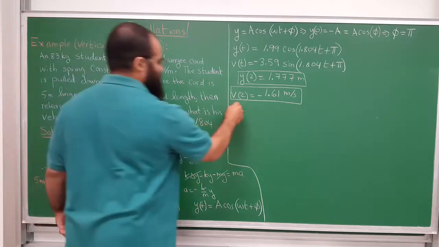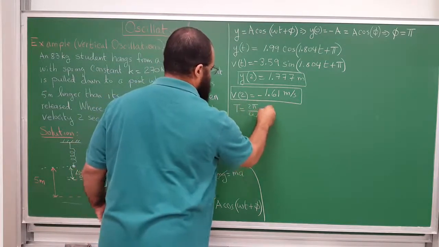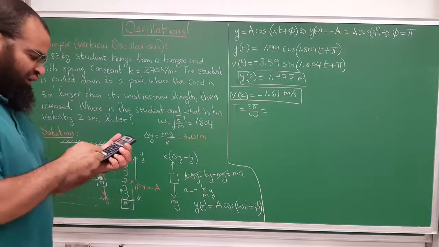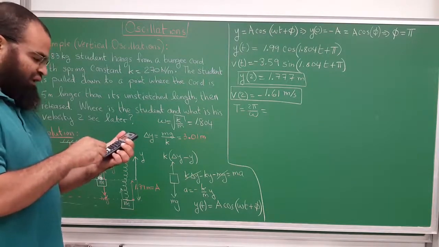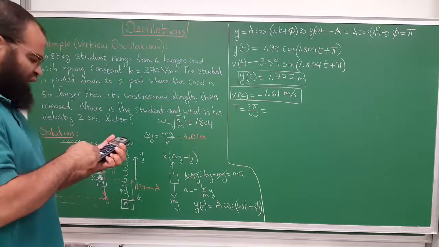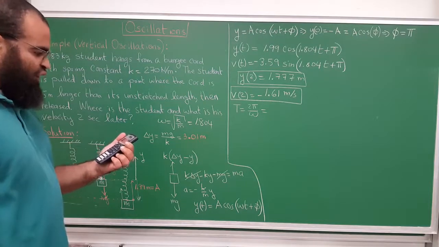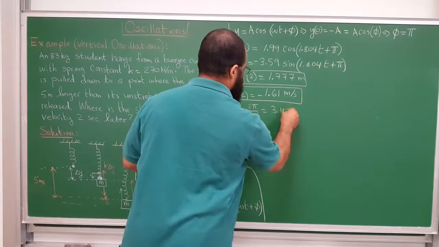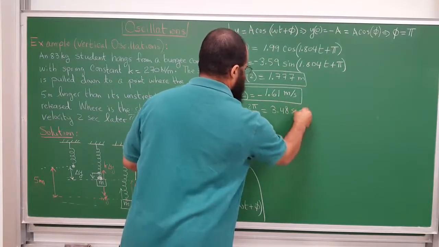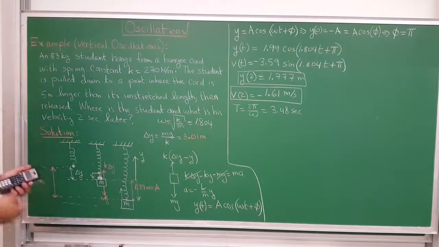Let's just check. The period is 2 pi over omega. Let's calculate the period. We get 2 times pi, 3.14159, divided by omega. What was omega? 1.804. So I get 3.48. So the period is 3.48 seconds. So if you wait 3.48 seconds, the student will be back here. But we didn't wait 3.48 seconds, we only waited 2 seconds.